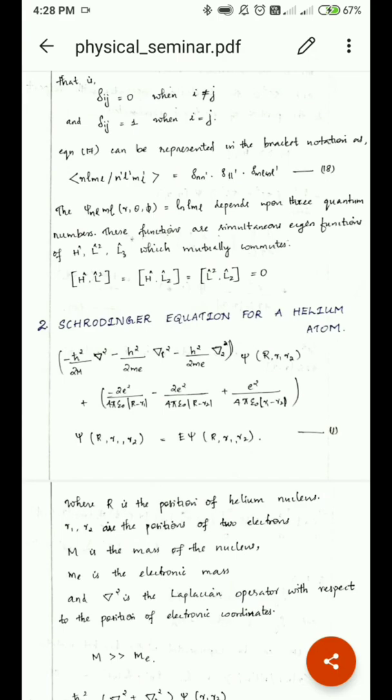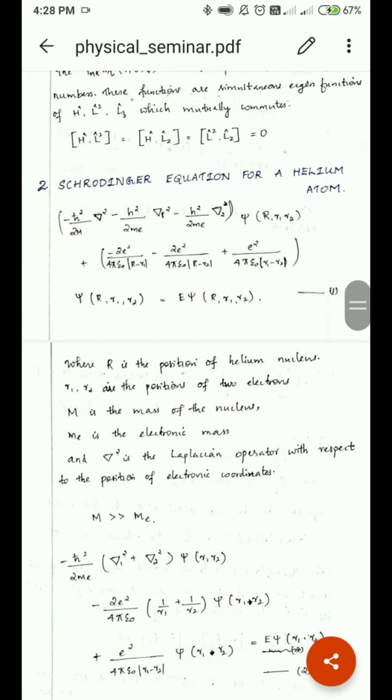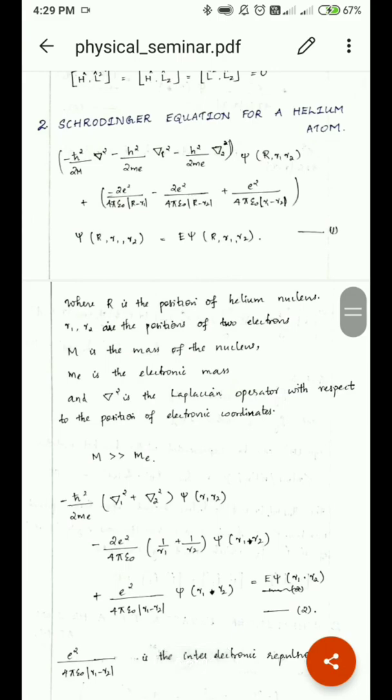It is the first equation, where R is the position of the helium nucleus, r1 and r2 are the positions of the two electrons, M is the mass of the nucleus and me is the electronic mass, and del squared is a Laplacian operator with respect to the position of the electronic coordinates. Since here we are considering a 3-body problem and not a 2-body problem, the separation into the center of mass and the relative coordinate will be much more complicated than in the case of hydrogen, because M is much greater than me.